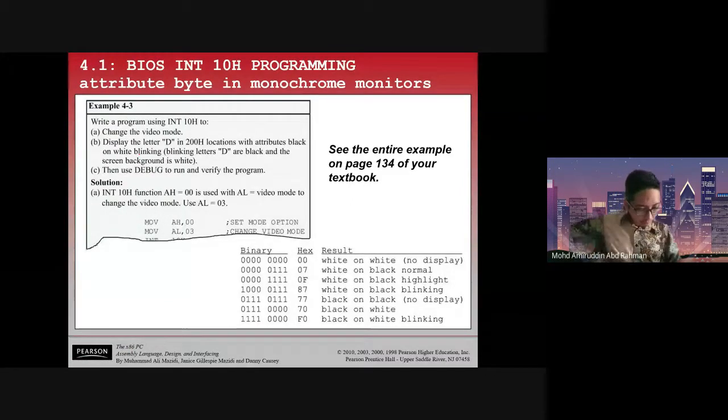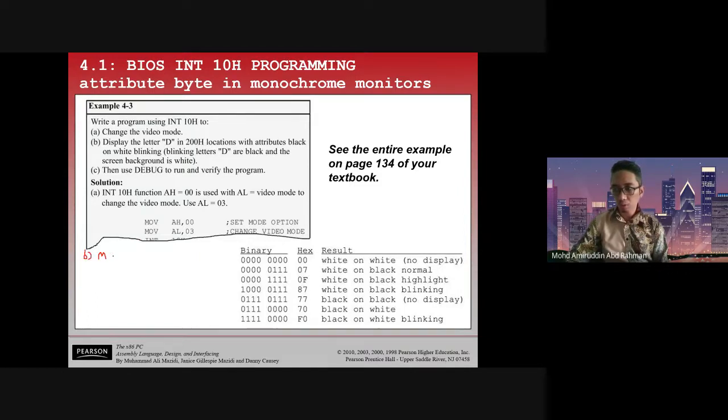Okay, first, yang function ni, you nak display character, you gunakan AH09. So, you put the move, AH09. Okay, first line. And then, you set the page, which page that you want. Move BH00. Okay, and then next.